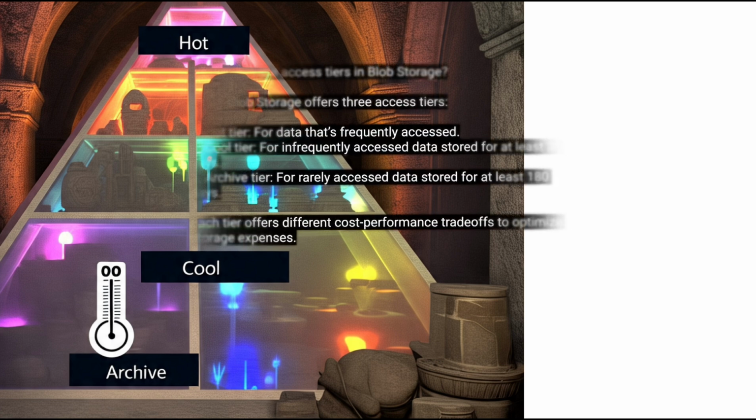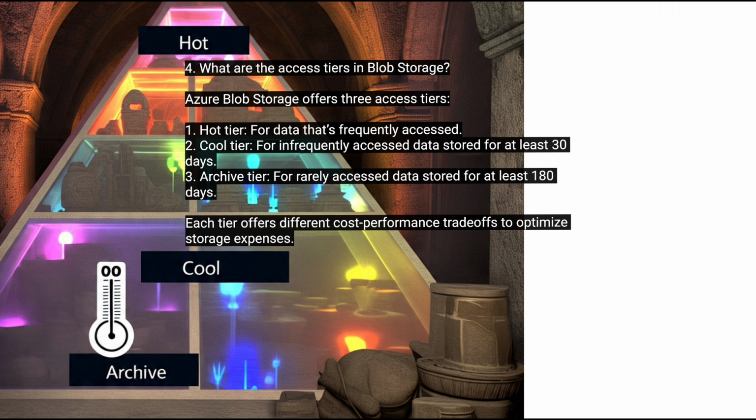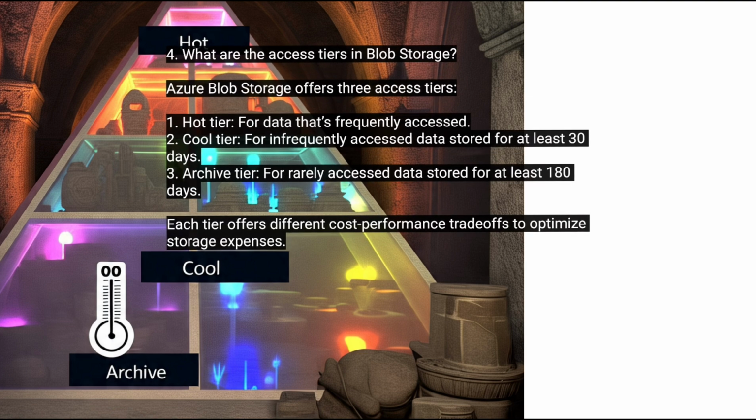4. What are the access tiers in blob storage? Answer. Azure Blob Storage offers 3 access tiers: hot tier, for data that's frequently accessed; cool tier, for infrequently accessed data stored for at least 30 days; archive tier, for rarely accessed data stored for at least 180 days. Each tier offers different cost-performance trade-offs to optimize storage expenses.